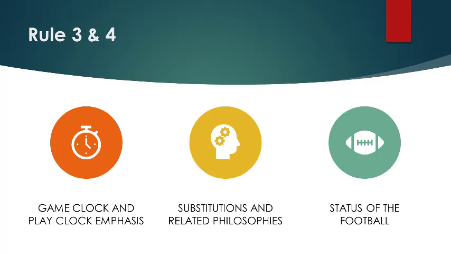As we mentioned on the previous slide, we're going to take a look at rules 3 and 4 this week. Rule 3 really covers game clock and play clock. There's an emphasis on that piece in that rule. And with the 40-second play clock coming into play this year, we really need to get our nose into the book as to when we need 25, when we need 40, the situations that it calls for, and what we're going to do with it.